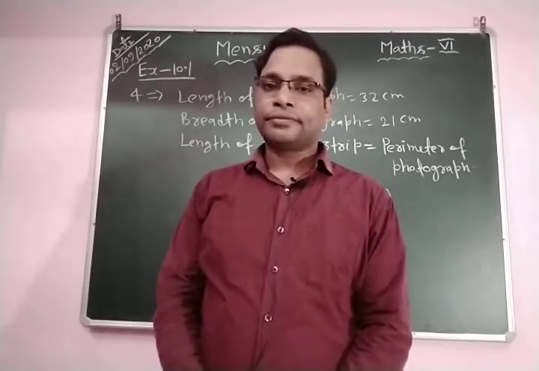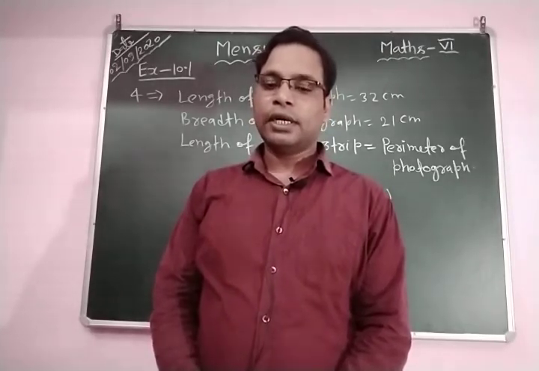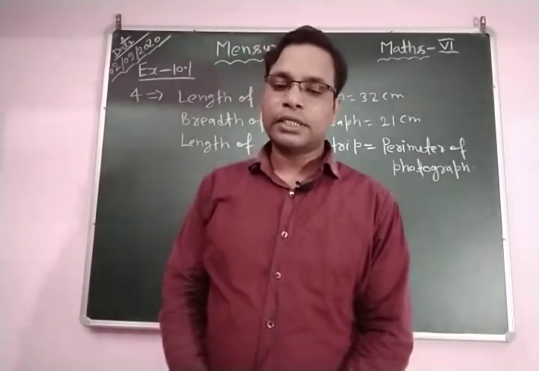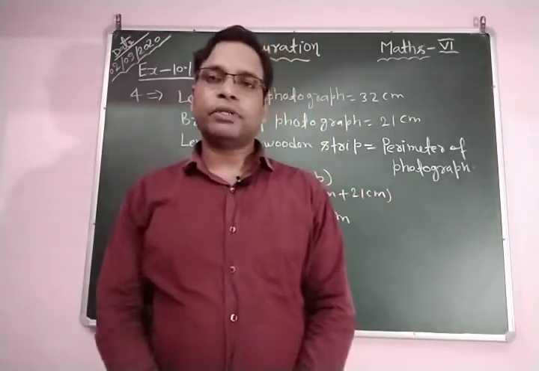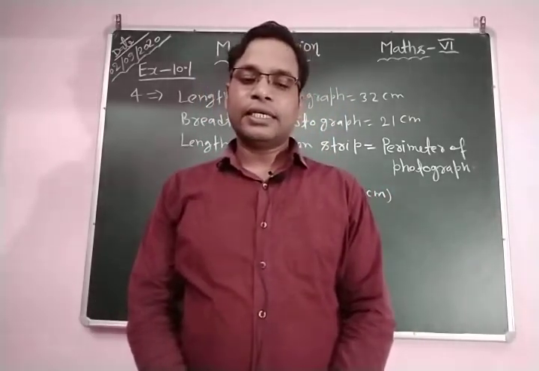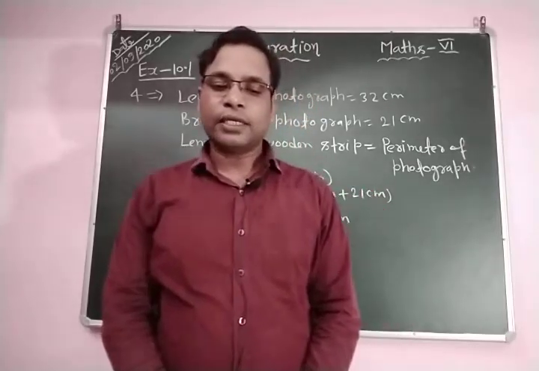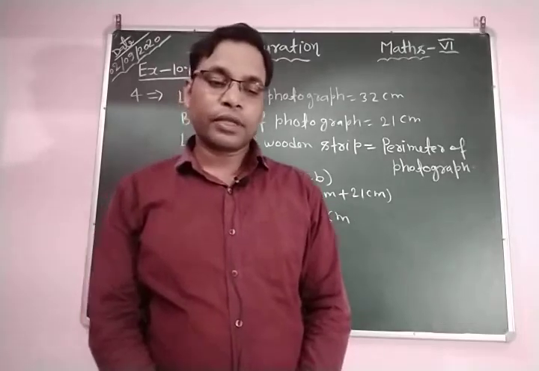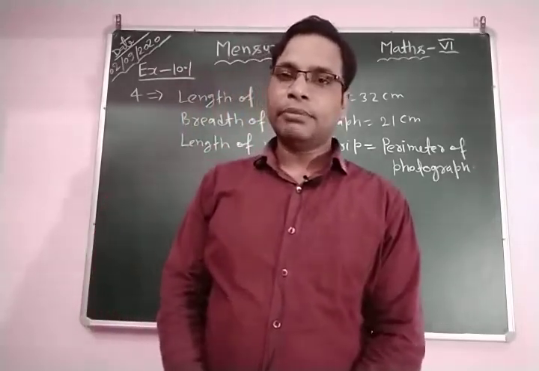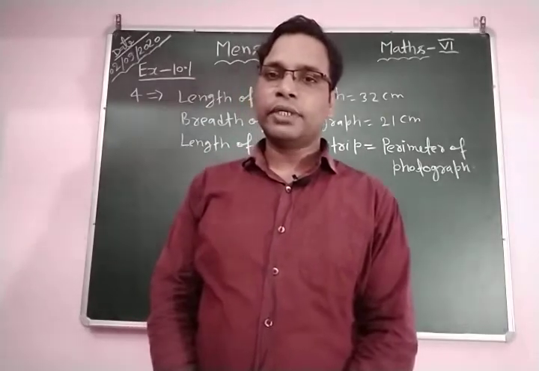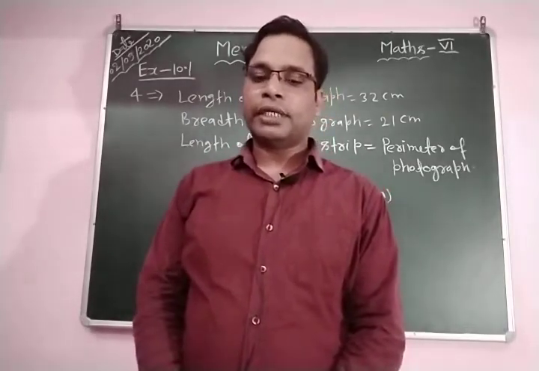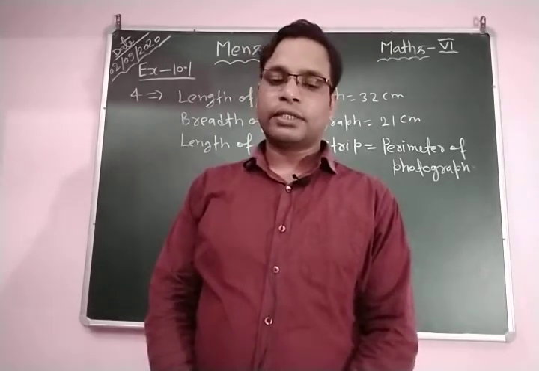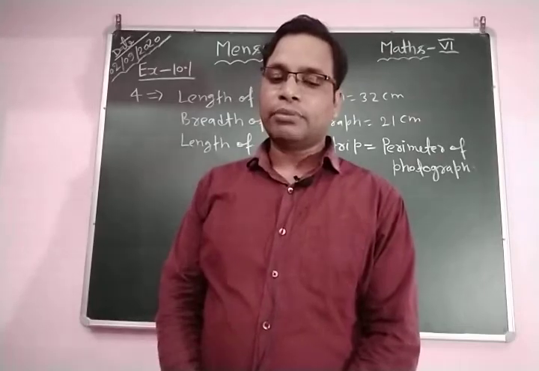The question says each side is to be fenced with 4 rows of wires. Find what is the length of wire needed. Okay, so again we read the question. A rectangular piece of land measures 0.7 kilometers by 0.5 kilometer. Each side is to be fenced with 4 rows of wires. What is the length of the wire needed?